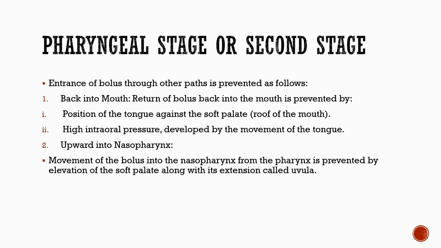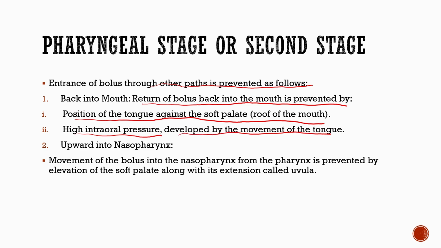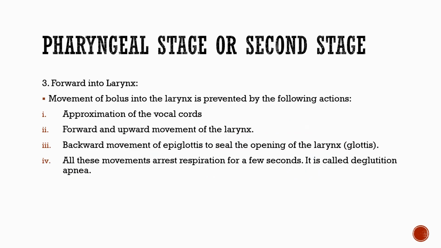In the pharyngeal stage, entrance of bolus through the other paths is prevented as follows. Back into the mouth: return of bolus back into the mouth is prevented by position of the tongue against the soft palate or the roof of the mouth, and high intraoral pressure developed by the movement of the tongue. Movement of bolus into the nasopharynx is prevented by elevation of the soft palate along with its extension called uvula. Okay.